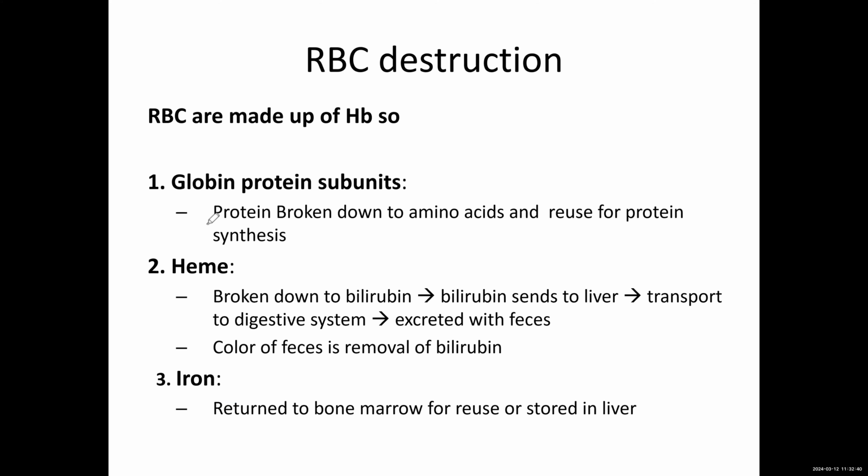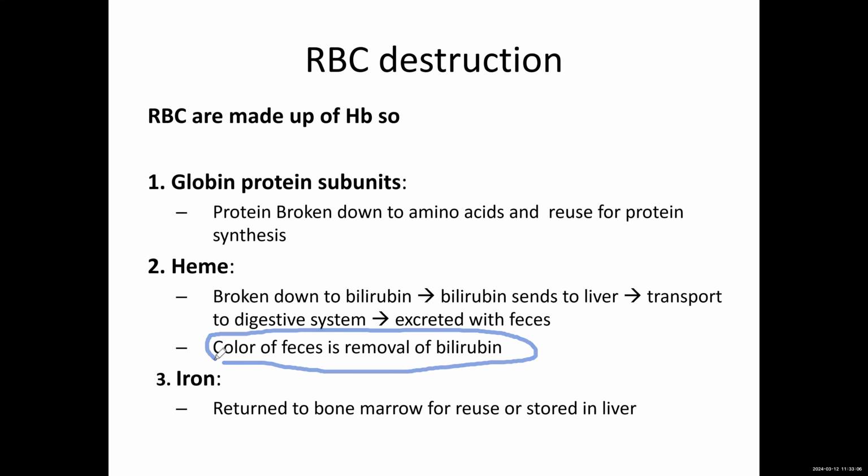So now if you destroy 2 million red blood cells every second, what's going to happen with all these parts? The globin protein is broken down into amino acids and reused for protein synthesis. Heme is broken down to a pigment called bilirubin. Bilirubin is sent to the liver, transported to the digestive system, and excreted with feces. So the color of feces is the removal of bilirubin.